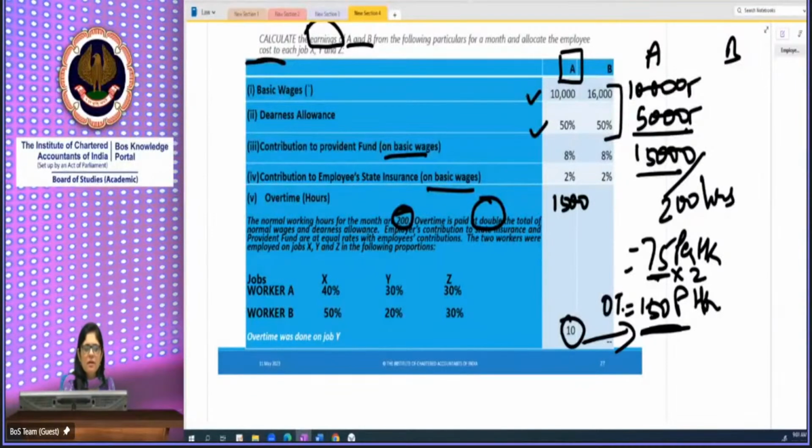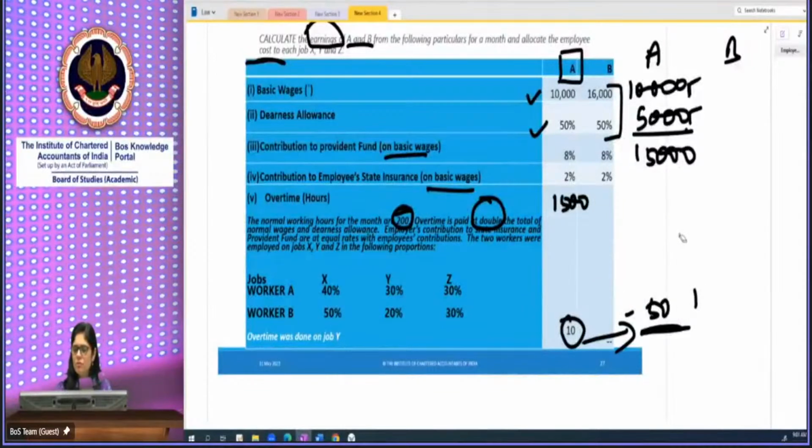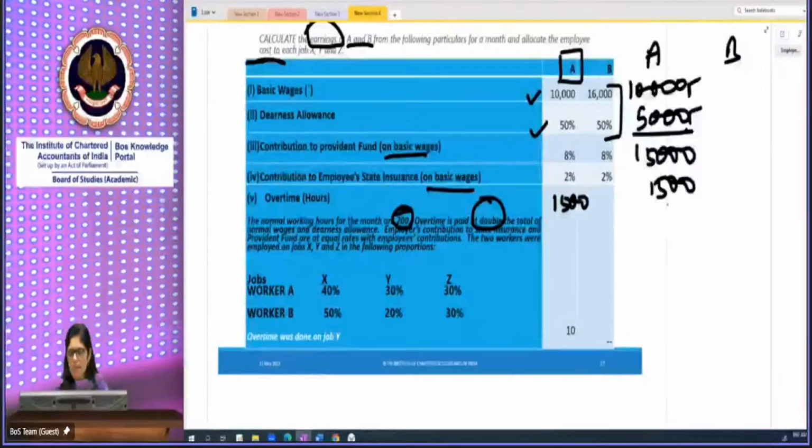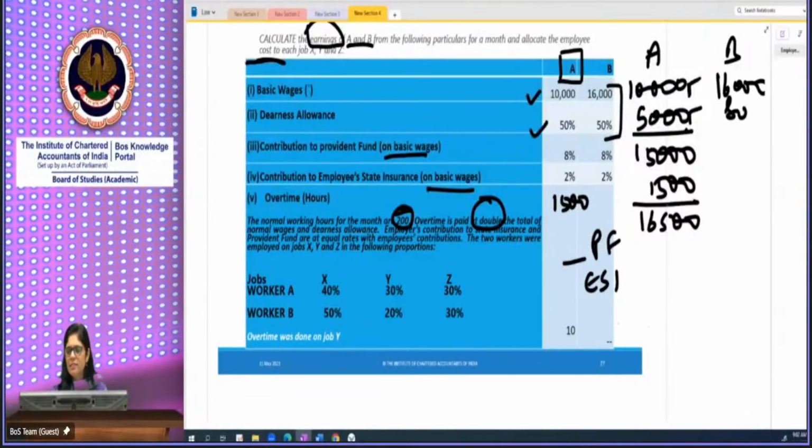So we are calculating the earnings for A and B first. Earnings, clear? So earnings, 1,500 overtime for A. These are the total earnings, 16,500, minus PF and ESI, employee contribution. I'm just doing it for A. Similarly, you have to do it for B, but in B there is no overtime, only the basic and DA. For B it's 16,000, then 8,000, and it comes to 24,000. There is no overtime, so it's 24,000.